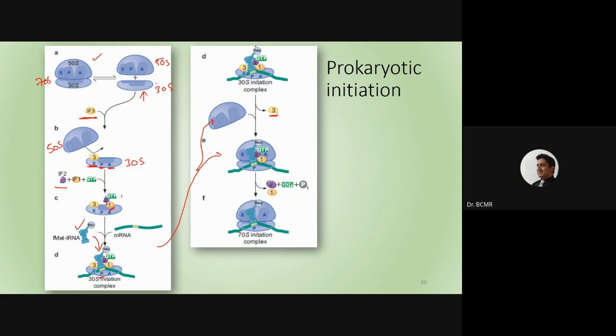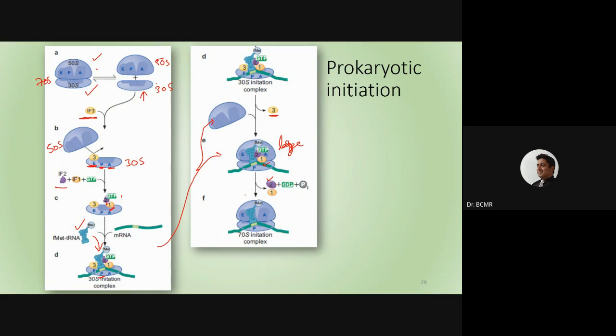Once IF3 is released, what can occur? This reaction is favored, that is, the formation of a complete ribosome. So the large subunit will bind and form a complete ribosome along with the mRNA. But initiation does not start yet. The A site is occupied by initiation factor 1, and initiation factor 2 is not required because its job of bringing the initiator tRNA is done.